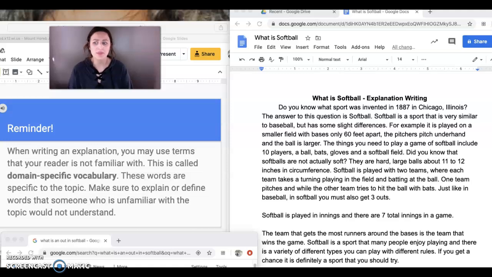It's called domain-specific vocabulary. Over here, you will notice that I have the slides for fourth grade writing up, and I'm going to explain it a little bit. So, when writing an explanation, you use terms that your reader is not familiar with. This is called domain-specific vocabulary. Whoa, big word. Guess what? It's not that difficult. So, I'm going to go back and show you from my writing about what is softball, what these domain-specific vocabulary could be. Really, all they are is terms that are used for one particular thing.